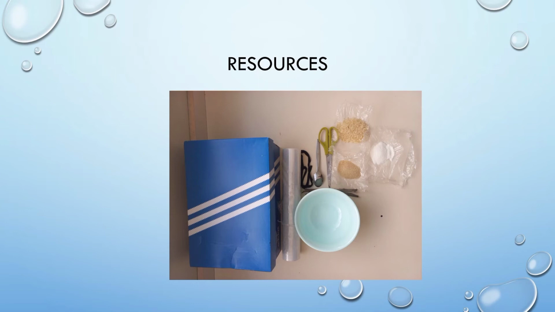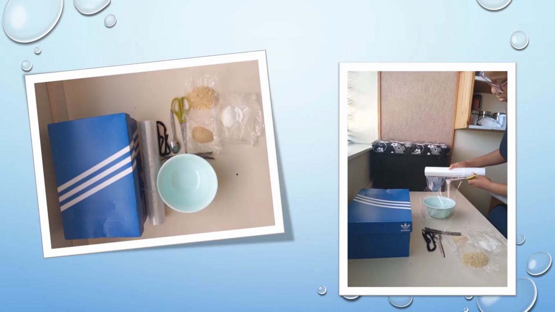The instructions of this activity are as follows. The learner will use the scissors to cut the plastic wrap. The learner will place the bowl on the table and wrap the plastic around the bowl and hold it together with a string. He or she will make sure that the plastic is tight. The learner will pour 1 teaspoon of uncooked rice on top of the plastic.